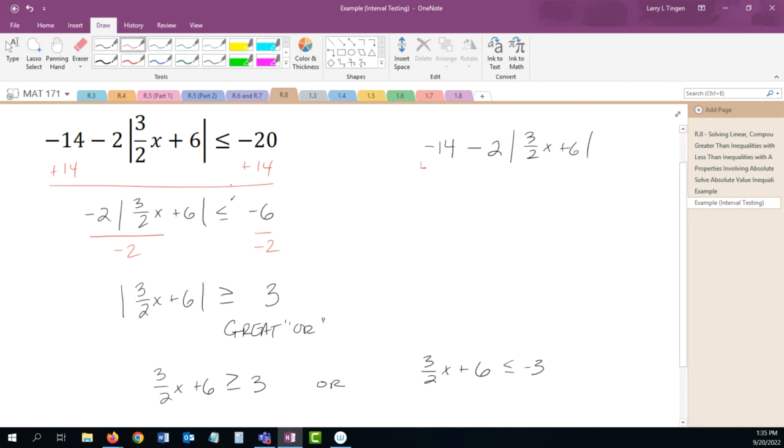So the terms are separated. Negative 14 is a term, and then the 2 times the absolute value is a term. Terms are separated by pluses and minuses. So if it's separated by a plus or a minus, it is added or subtracted, which means adding or subtracting is the way to get rid of it. If there is no operator between them, such as the 2 and then the absolute value, that implies multiplication, which means to get rid of that, I've got to do division.